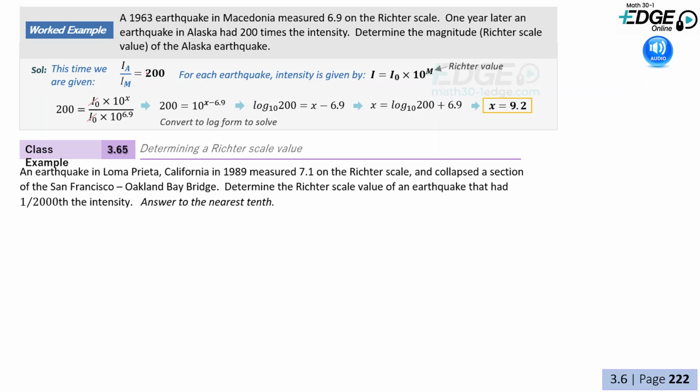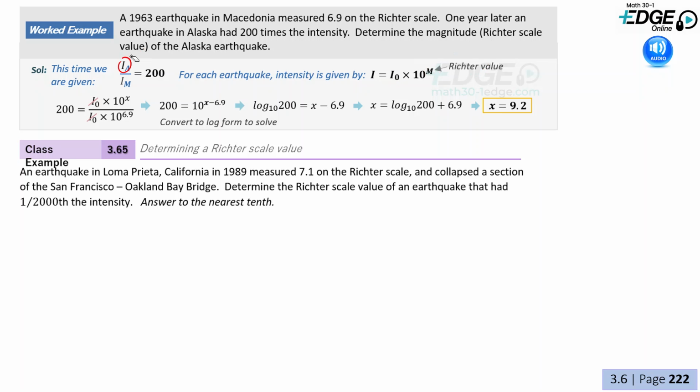So this time we're actually given how many times as intense the Alaska earthquake was than the Macedonia earthquake. So we could start by setting it up in this way, where the intensity of Alaska divided by the intensity of Macedonia is equal to 200. And then for both of these intensities, we can write in what we know as far as the equation is involved. So I is equal to I naught times 10 to the power of m. And remember, m is our Richter scale value.